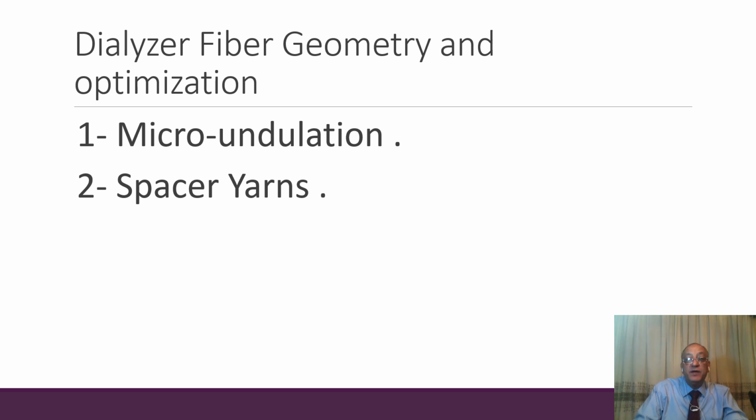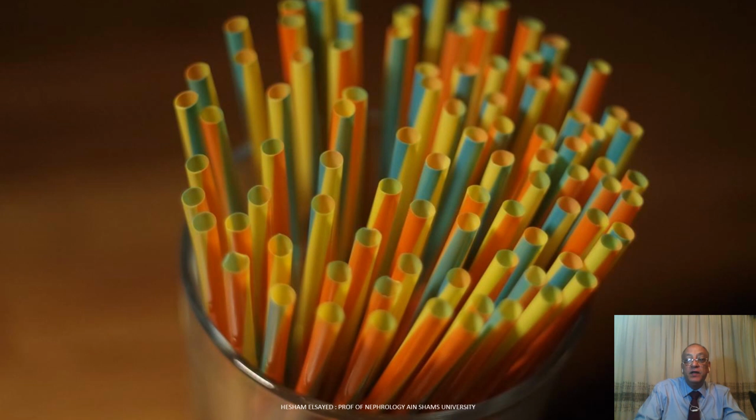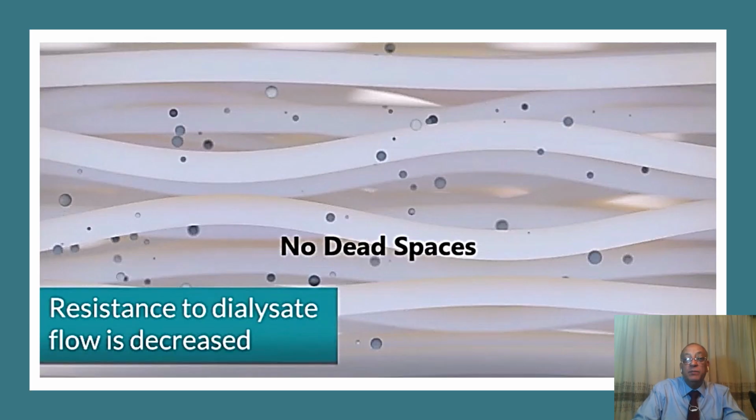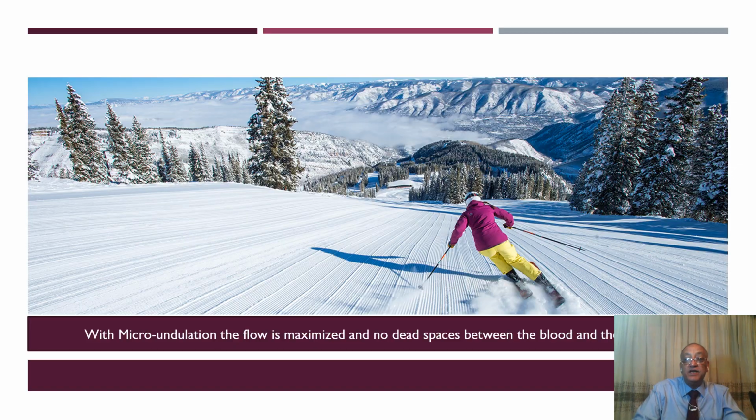So regarding the dialyzer fiber geometry and microundulation technology, straight fibers are not the best choice, while microundulation of the fiber leaves no dead spaces around the dialysate and the blood matching. The fibers are microundulated for better blood to dialysate matching, and if you are using microundulation, you improve the fiber arrangement and the fiber blood to dialysate match. You get the maximum performance criteria on that.